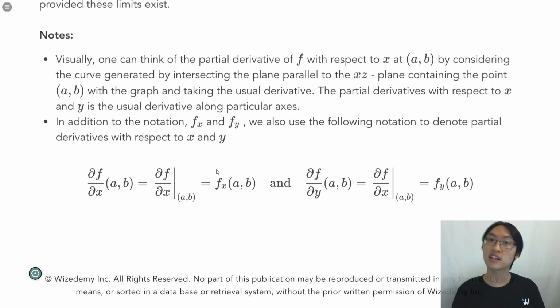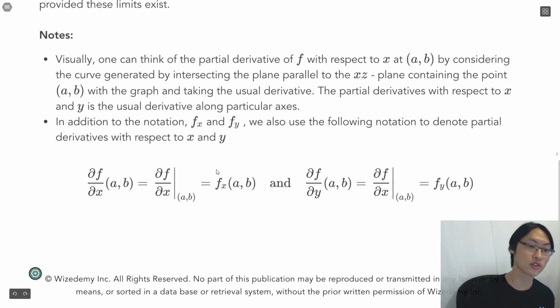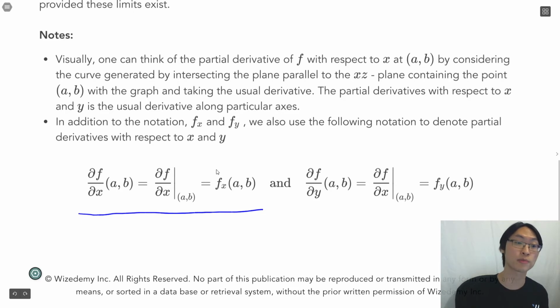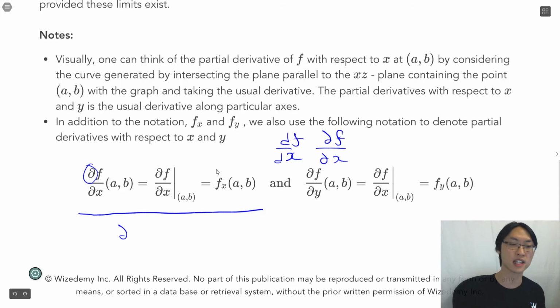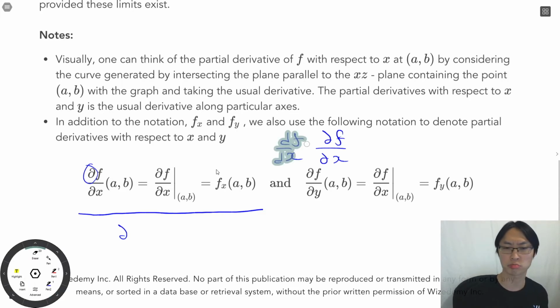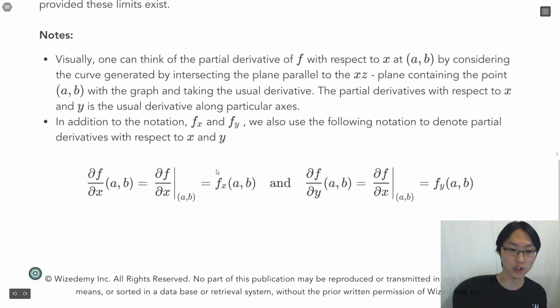In addition to the notation f sub x and f sub y, we also use the following notation to denote partial derivatives with respect to x and y. So this is the partial derivative with respect to x. The main thing to notice are the curly brackets. We don't use d by dx, we use partials instead. So that's basically the main difference from the normal derivative. Everything else is pretty standard. We have our new notation of subs for partial derivatives here, and then the rest are fairly familiar, hopefully.